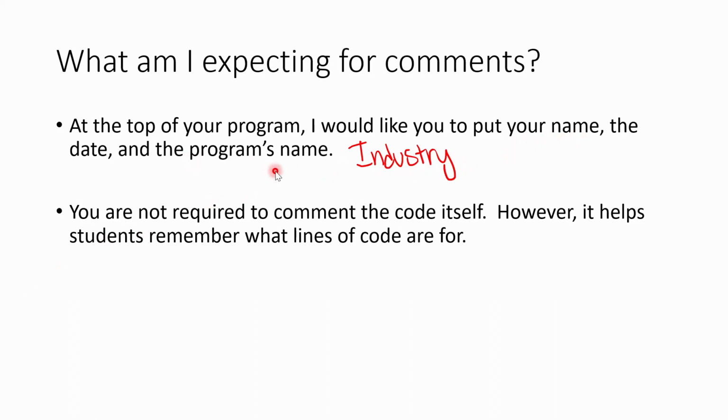That can be a block comment with the triple quotation marks, or it could also be just hashtags for each thing. That way, you are labeling your program. It's kind of like putting your name on your paper, right? You're not going to be required to comment code itself. However, I found that some students remember what lines of code are for using comments.